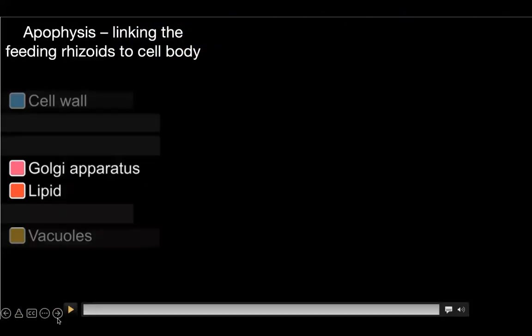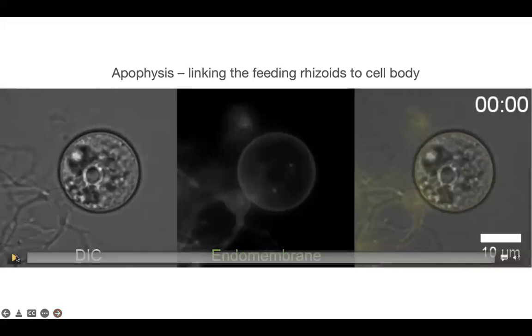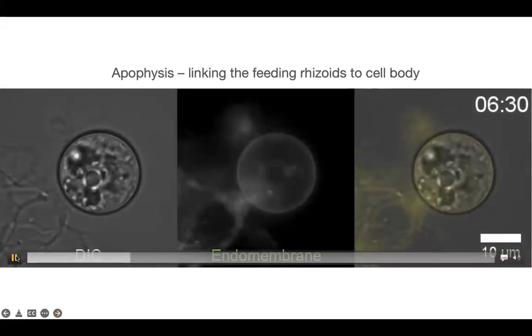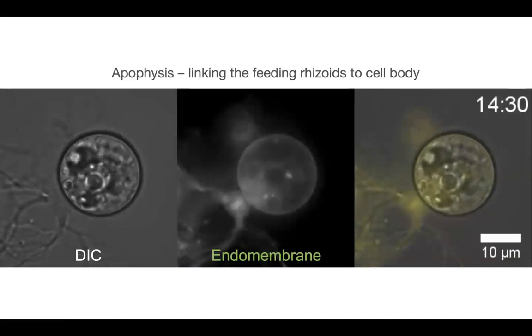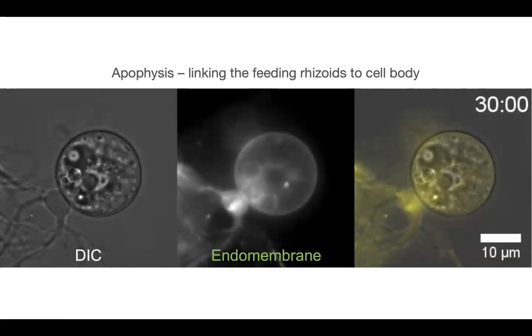And what's even more exciting for us is if we do some live imaging. So this is live cell imaging where we stay in the endomembrane, and you can actually see endomembrane coming up, so material coming up through the rhizoid into the apophysis and then going into the base of the sporangium. So this is the mechanism that the chytrid uses to get material going up into the sporangium for reproduction. So this is in a saprotroph. This has got to be happening in parasites as well, exactly the same thing.